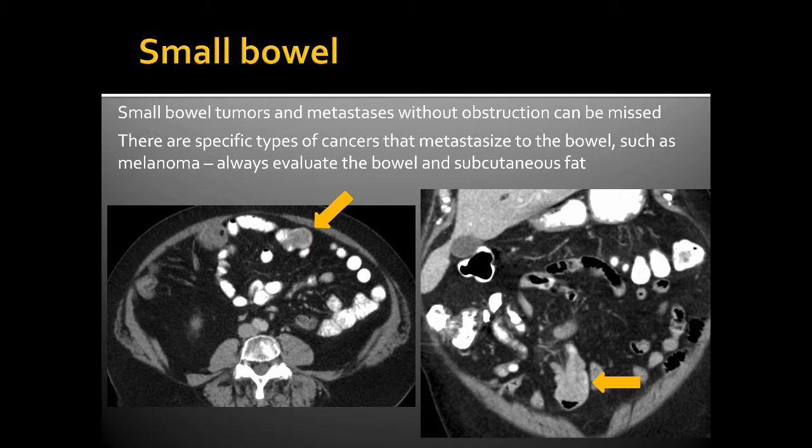Small bowel tumors and metastases without obstruction can also be missed. There are specific types of cancers that metastasize to the bowel, such as melanoma. For these patients, always evaluate the bowel and subcutaneous fat very carefully. In this CT, you see a small bowel metastasis related to melanoma that was missed by the interpreting radiologist.